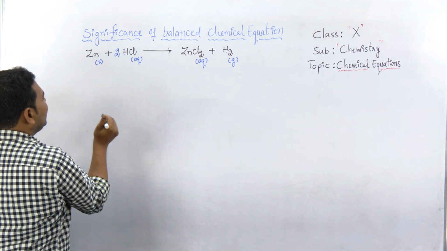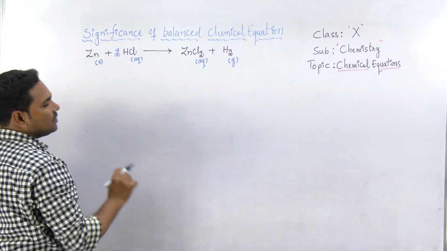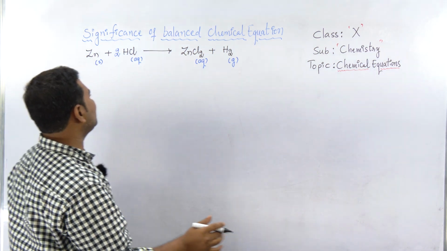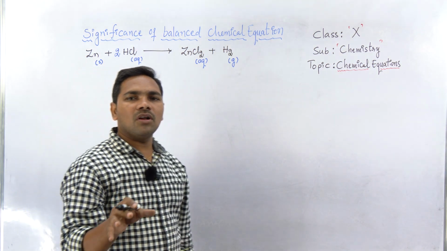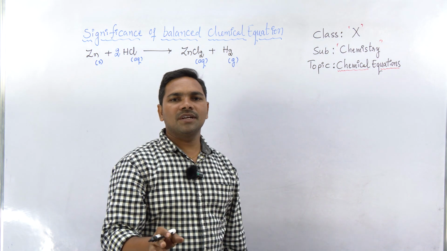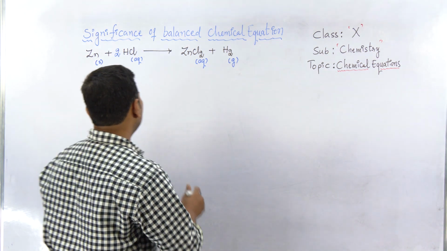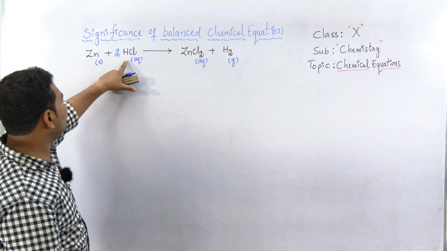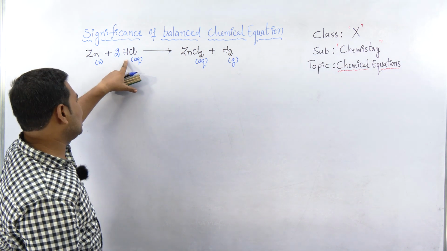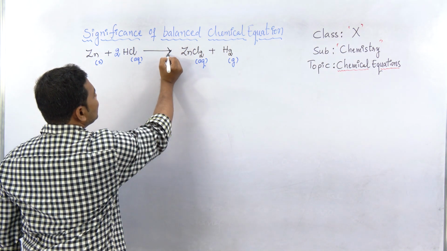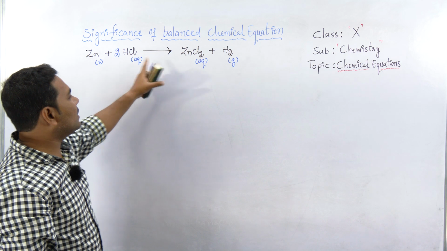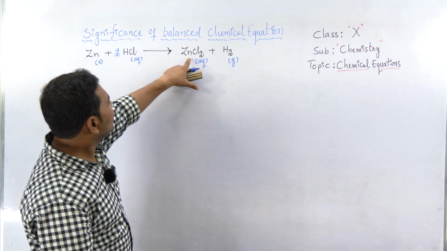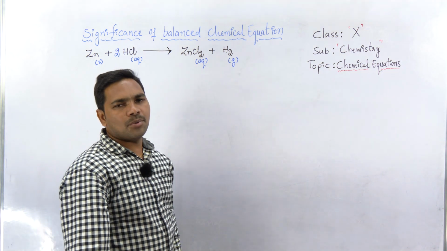So firstly, number one, we understand what the reactants and what the products are. The names of the reactants and products we understand, when we have a knowledge of chemical formulae. In this equation shown here, what is the reactant? Zinc is a reactant. The second reactant is hydrochloric acid. Because we know the arrow mark generally separates reactants and products. Left side of the arrow mark are reactants, right side of the arrow mark are products. Zinc and hydrochloric acid are the reactants. Zinc chloride and hydrogen are the products, right?